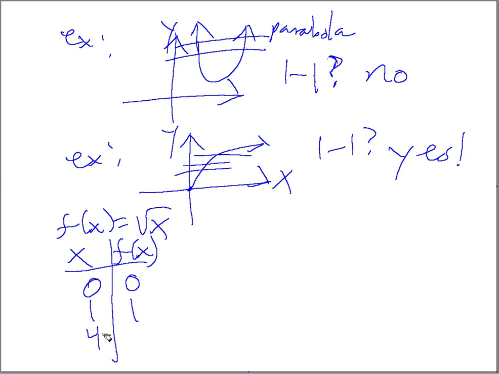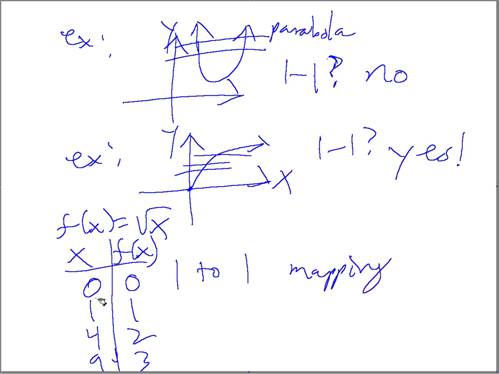Pick 4 because that's a perfect square. The square root of 4 is what? 2. What's the next perfect square? How about 9? What's the square root of 9? 3. So look, you can see that all the x's are different, all the y's are different. So in other words, if the y coordinates don't repeat, then it is a one-to-one function. This is a one-to-one mapping.